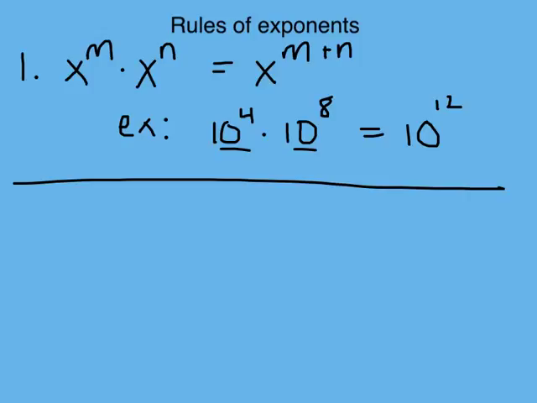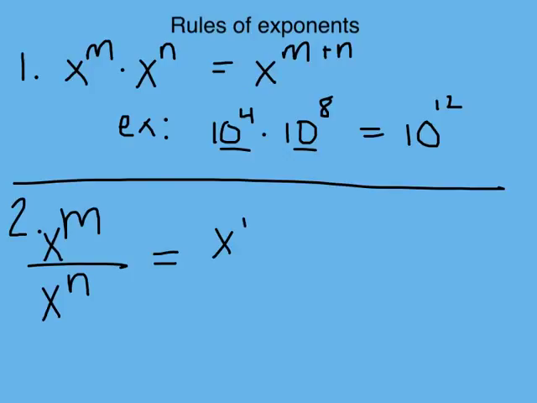The next rule of exponents is similar to the multiplication rule. If you have x to the m power over x to the n power, then instead of multiplication where you add the powers, you're dividing, so you will subtract the powers. Okay. And a good rule of thumb on this is whatever is the bigger number between m and n, you want to subtract the smaller from the bigger.